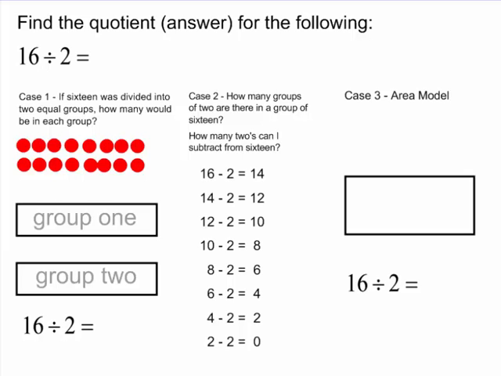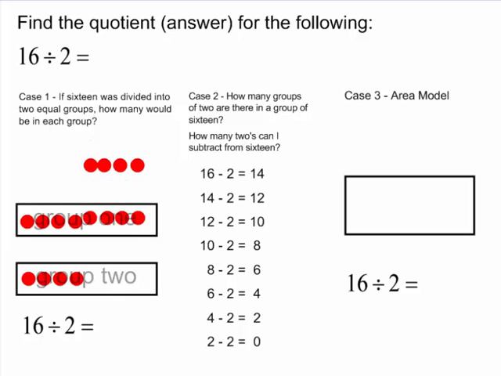So I have 3 ways to look at this, and we'll see if we can come up with 16 divided by 2. So case 1, if 16 was divided into 2 equal groups, how many would be in each group? So I've chunked these together here. So if I put 4 in group 1, I need to put 4 in group 2. If I put another 4 in group 1 and another 4 in group 2, we'll see that each group has a total of 8 chips, or in this case 8 chips in each little box that I've created there.